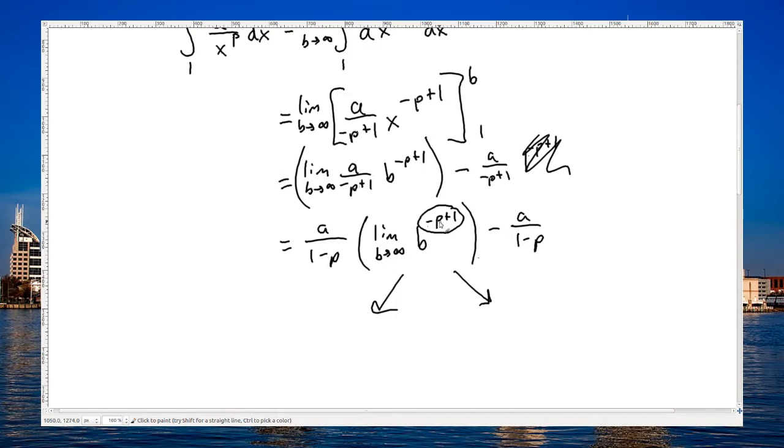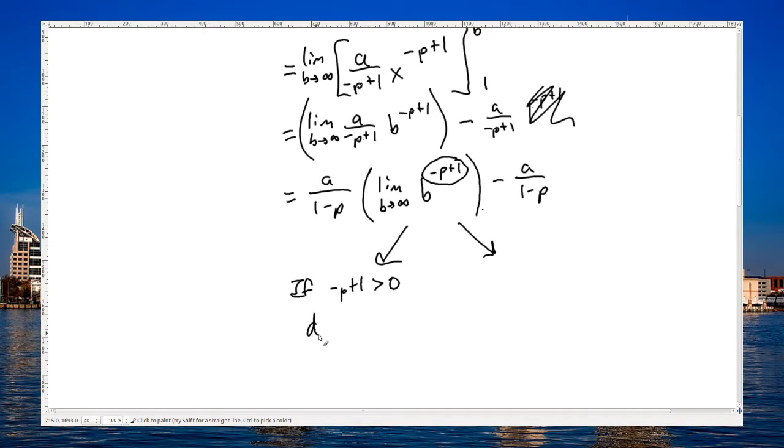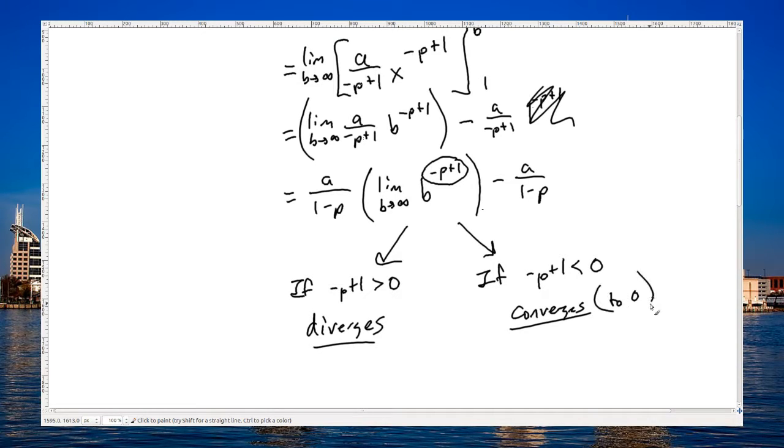If this whole exponent is bigger than 0, if negative p plus 1 is bigger than 0, then we have infinity raised to a positive power. It's going to diverge. But if negative p plus 1 is less than 0, we have a negative exponent, so we're really dividing by infinity, and that's going to converge to 0. Not that it matters what it converges to, it would converge to 0.